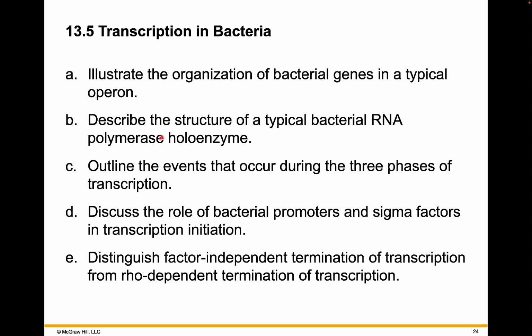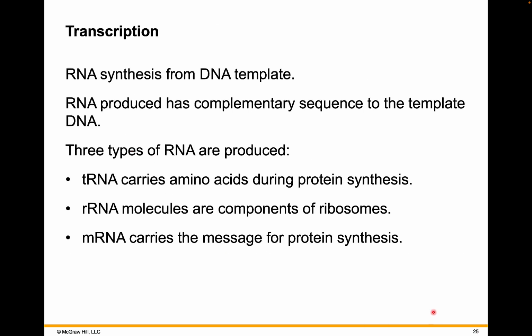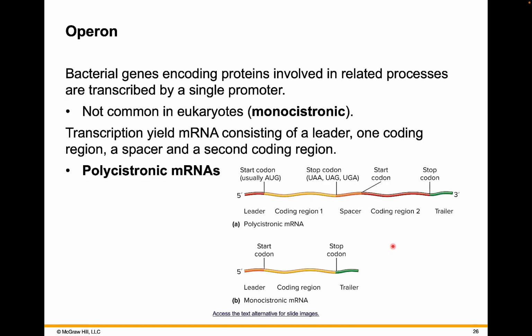Next we are looking at the transcriptional process of the bacteria. RNA synthesis from the DNA template, we already talked about that. RNA produces a complementary sequence to the template DNA, and three types of RNAs are produced. tRNA carries the amino acid during protein synthesis. Ribosomal RNA molecules are components of the ribosome, and mRNA carries the message for protein synthesis. So what is an operon?